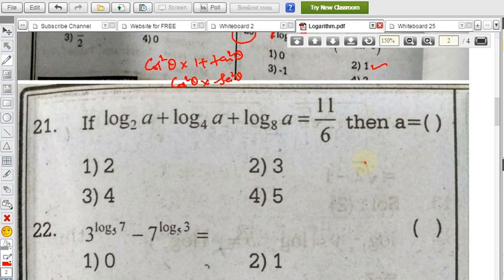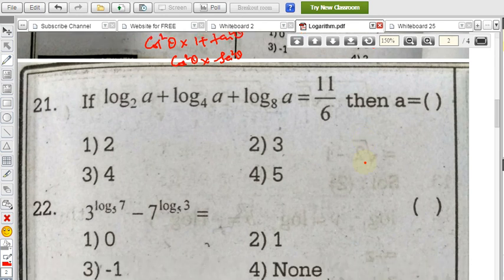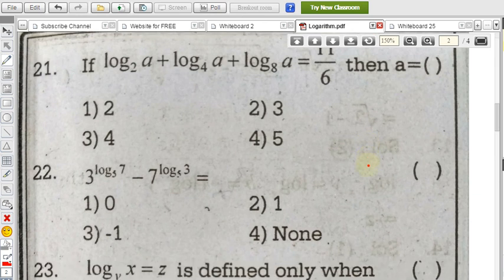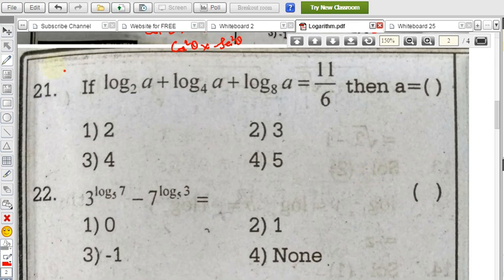Similarly this also is the same. You should make the base same. Okay, one more sum I'll tell you. This 21: log a to the base 2, log a to the base 4, log a to the base 8.